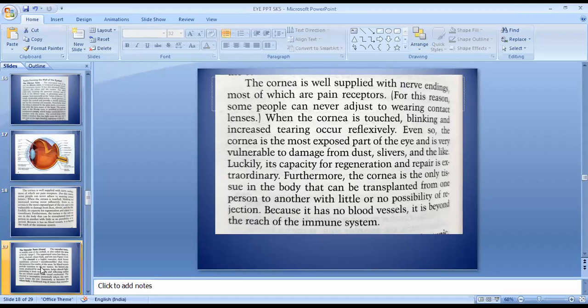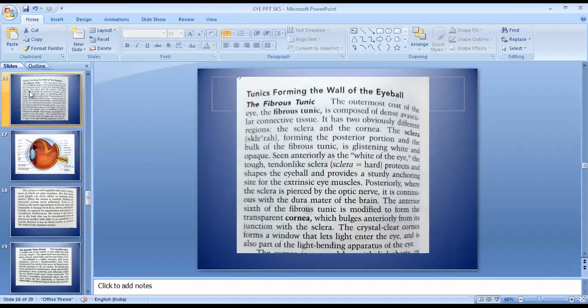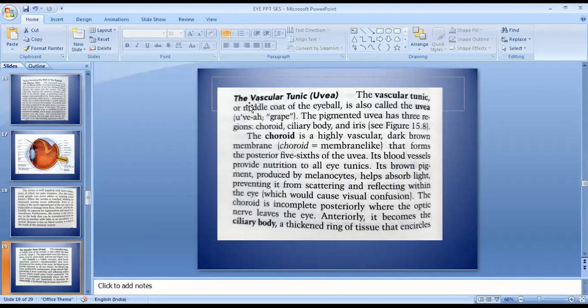Okay. Now, the vascular tunic. We talked about the fibrous tunic. Now we'll talk about the vascular tunic. It is also called the choroid. The vascular tunic, or middle coat of the eyeball, is also called uvea. The pigmented uvea has three regions: the choroid, ciliary body, and iris.